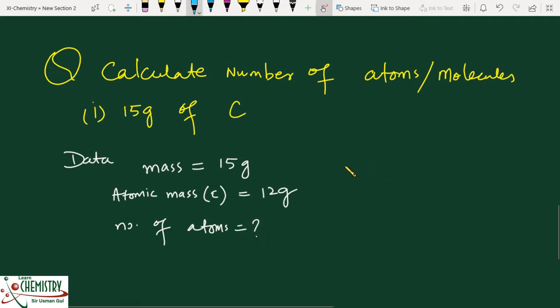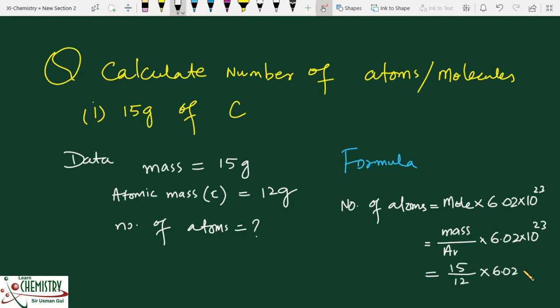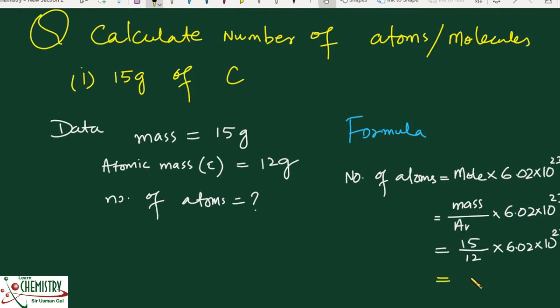Next, I will write the formula. The formula is very simple: number of atoms is equal to moles multiplied by Avogadro's number, that is 6.02 exponent 23. We don't have the moles, so I will expand moles into mass upon formula mass or atomic mass, multiplied by 6.02 10 raised to power 23. Now I will put in the values: 15 upon 12 multiplied by 6.02 exponent 23. Now I will get 7.5 exponent 23. This is the answer.